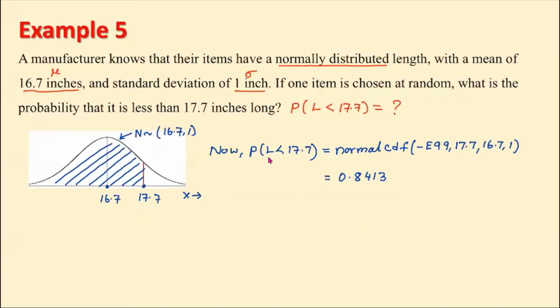So the probability that the length is less than 17.7 is 0.8413. That means this area is 84.13% of the total area under this normal curve.